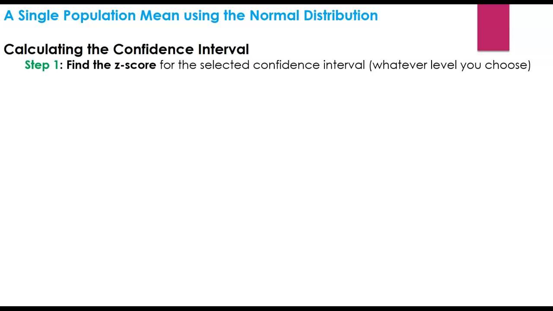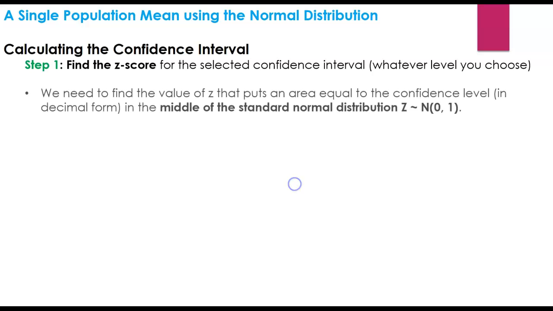Step number 1. Find the z-score for the selected confidence interval, whatever level you choose. You may want to go over this part several times to understand what's going on. The true fact of the matter is that once we compute our z-score for a given percentage, say 95% or 90%, you won't need to do that anymore, because that z-score will be true anytime we have a 90%, 95%, or whatever confidence interval. We can simply reuse the value. But it's important to understand the steps in the process.